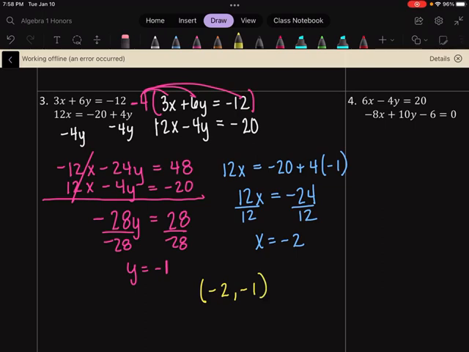And my final answer is negative 2, comma negative 1. I, at times, accidentally flip-flop them around and have negative 1, negative 2. Just be careful when you are writing your final answer, x, y. It's just natural that we do that. Okay? So that was multiplying just one equation in order to cancel out a certain variable that had opposites.